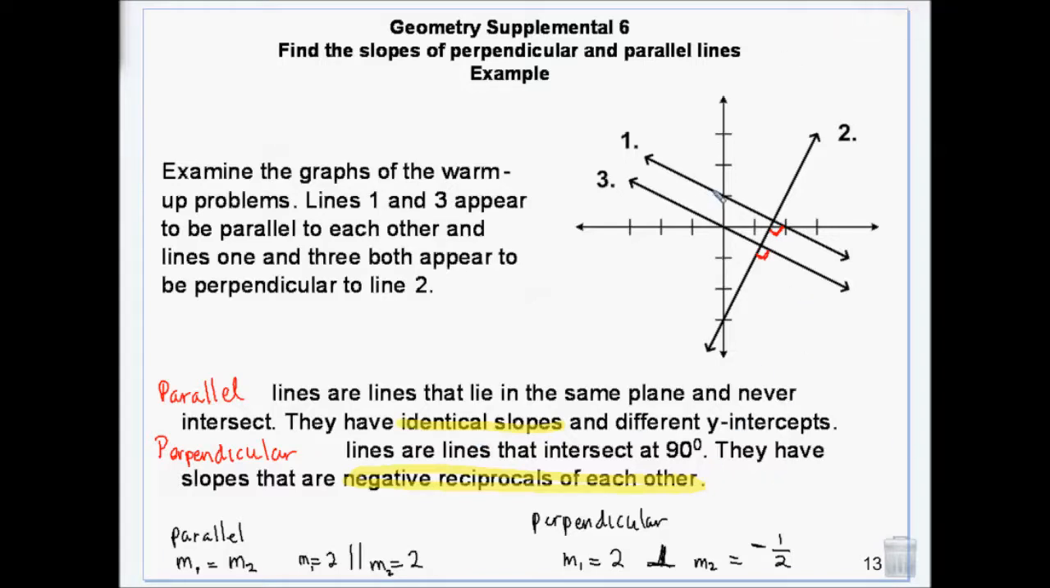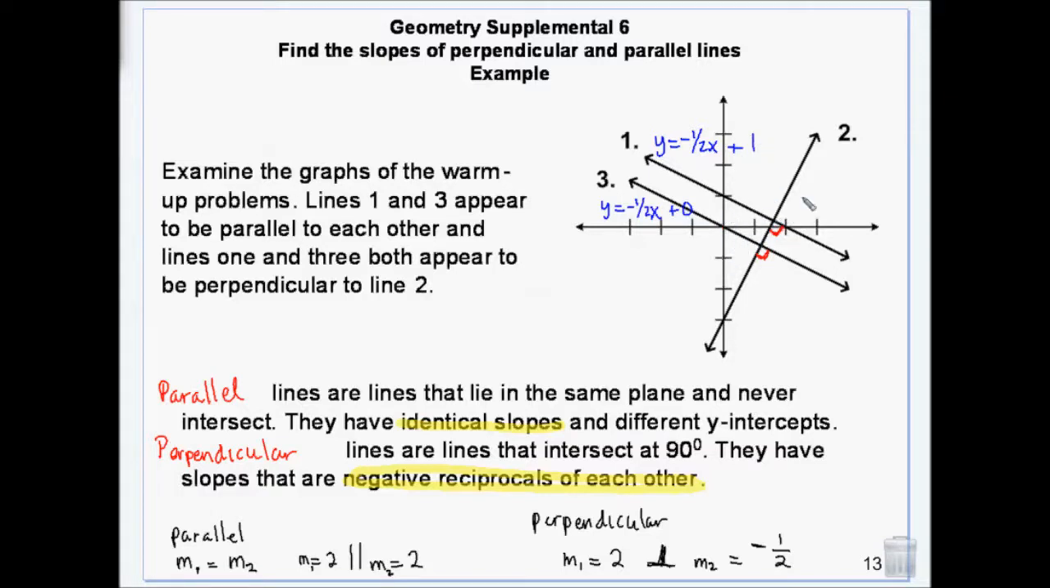The equation of line 1 is y equals -1/2 x plus 1. The equation of line 3 is y equals -1/2 x plus 0. But you don't really add the plus 0. Because remember I said this was the y-intercept? And I know this is 1 because it's hitting right here at 1. And I know this is 0 because it's hitting at 0.